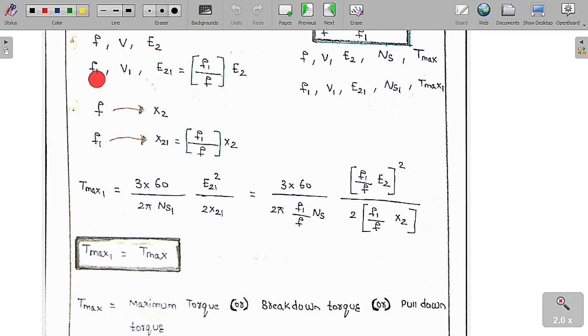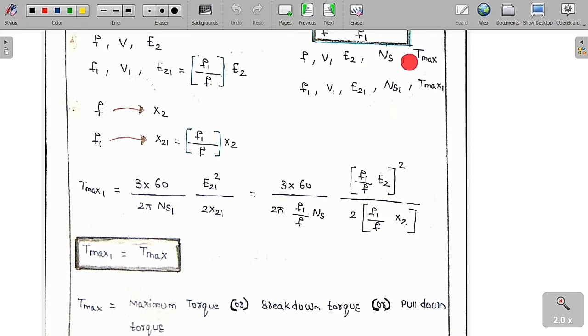For a new supply frequency F1 and the new supply voltage V1, the EMF induced is E21, which is equal to E2 into F1 by F. So this is the new induced voltage in the rotor. Therefore, for a frequency F, the rotor reactance is X2. For a frequency F1, because rotor reactance is proportional to frequency, X21 is equal to X2 into F1 by F.